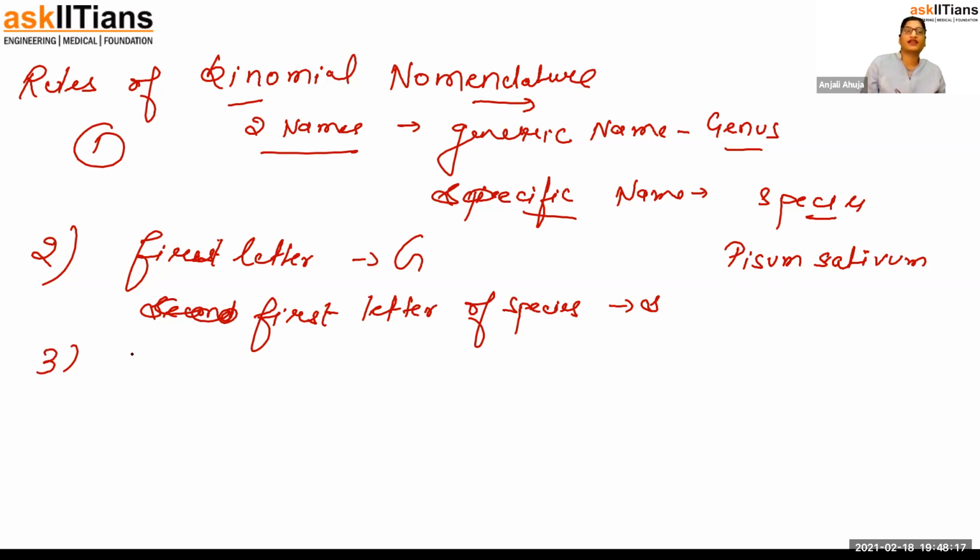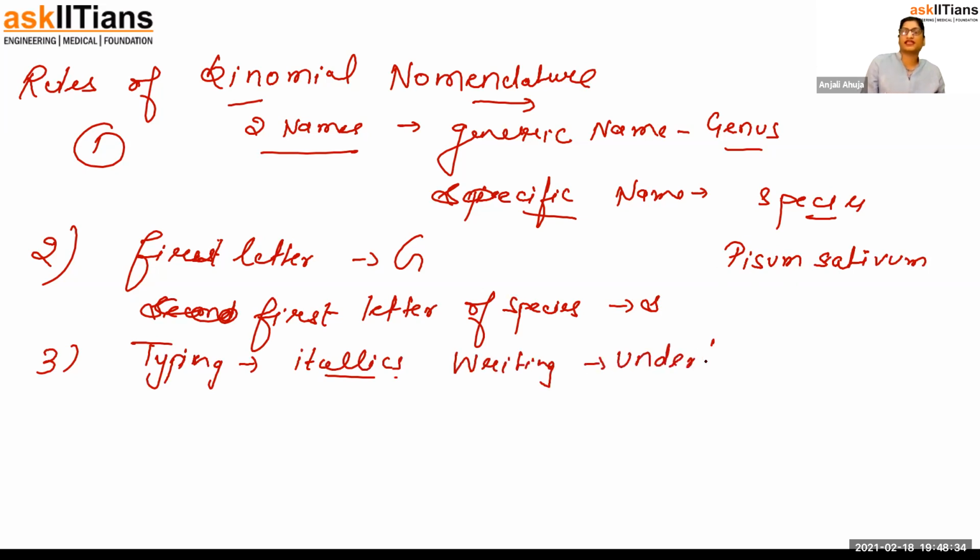Third rule is that if you're typing it onto the paper, you should write it in italics. If you're writing it by hand, then you should underline it. So the mistake that I made, I should have underlined it separately like this. Okay. Is there any other thing I'm forgetting?